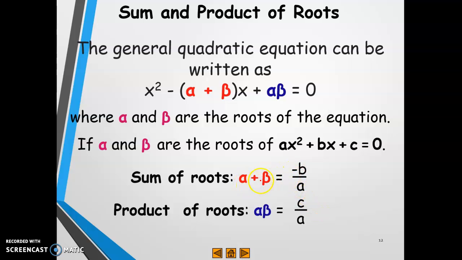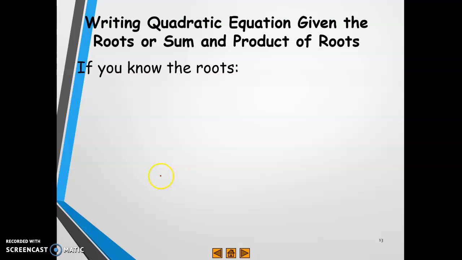If you are given the roots, you use this one. If you are given the quadratic equation, you use this one to get the sum and product. Now, this time around, you're going to write the equation if you are given the roots and their sum or product. So let's proceed. Say the roots are alpha is 2, beta is -3.